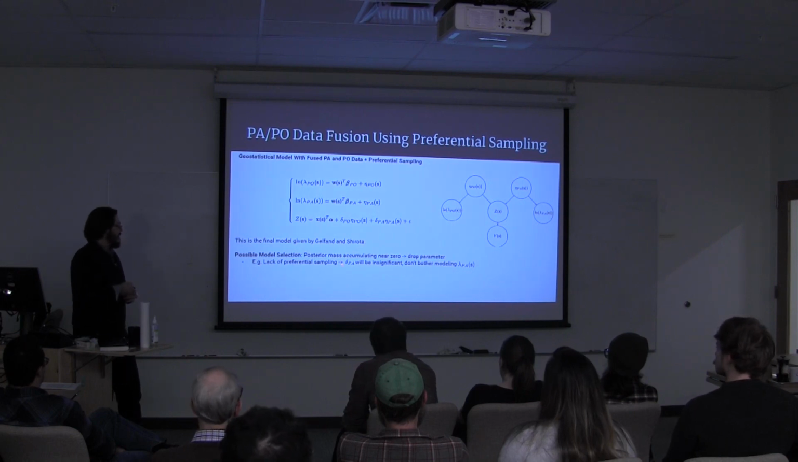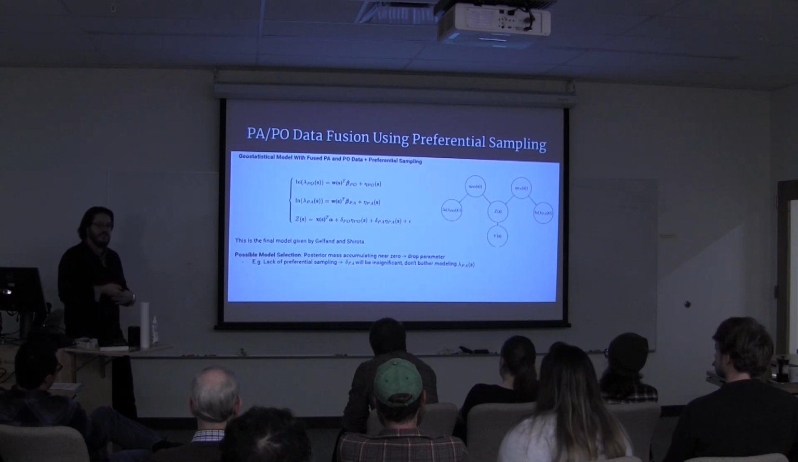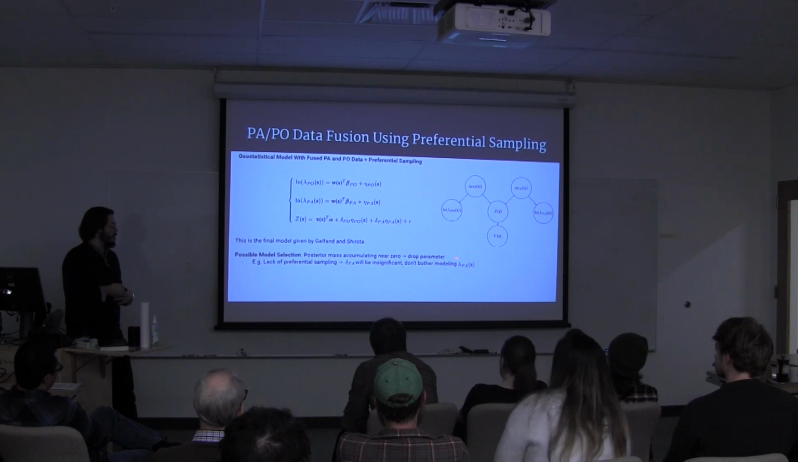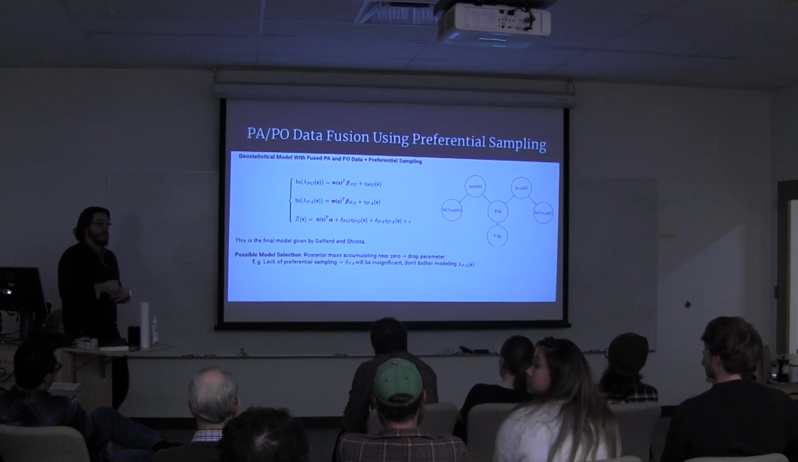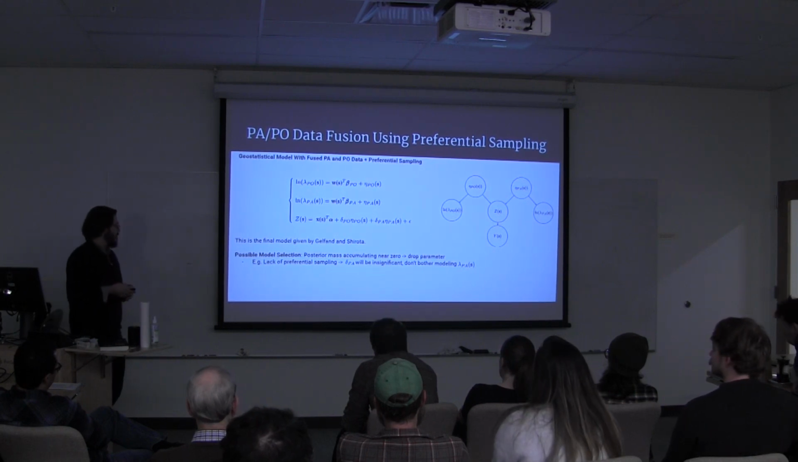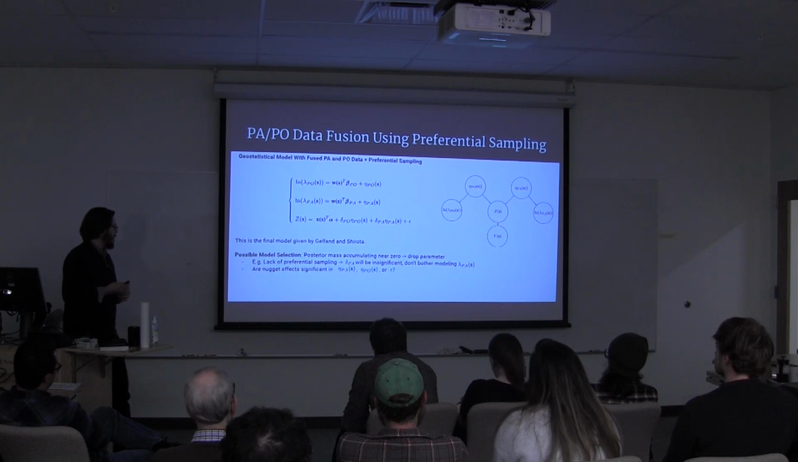Well, if delta PA is insignificant, we don't really have preferential sampling, right? And so then we don't have to model lambda PA at all. We could drop this entire equation from the model. And so that might help, especially if we're doing complicated simulations and with lots of parameters.